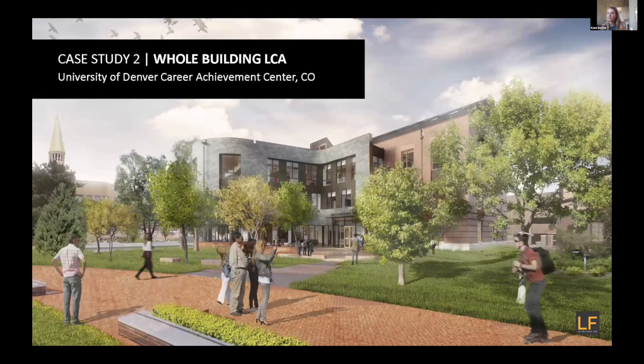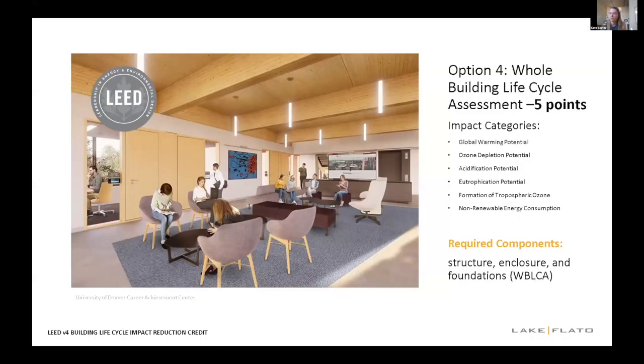So the other case study we did was a whole building LCA. And the main purpose was getting some extra LEED credits for our University of Denver Career Achievement Center in Colorado. And this was the first time that we had done a whole building LCA. So it was a really interesting process to go through, and Roderick again helped us with this. So it was really awesome to get his expertise here. But we found out that there's actually quite a lot of points that you can get when it comes to LEED and this option 4 of whole building life cycle assessment.